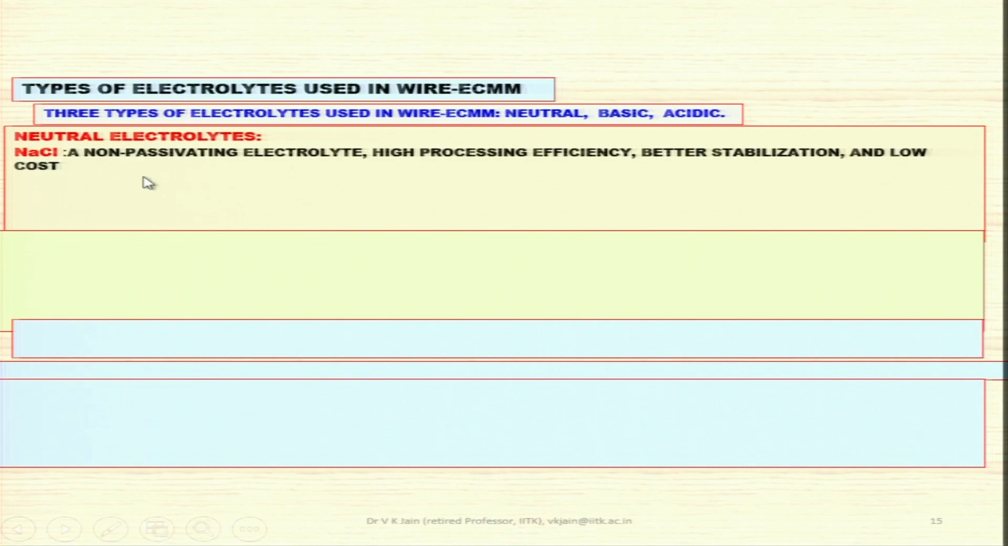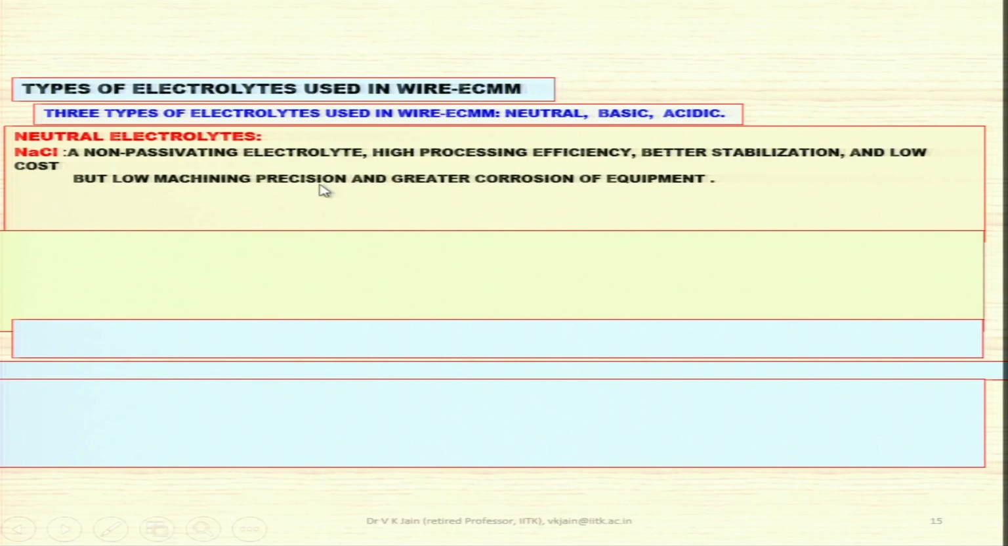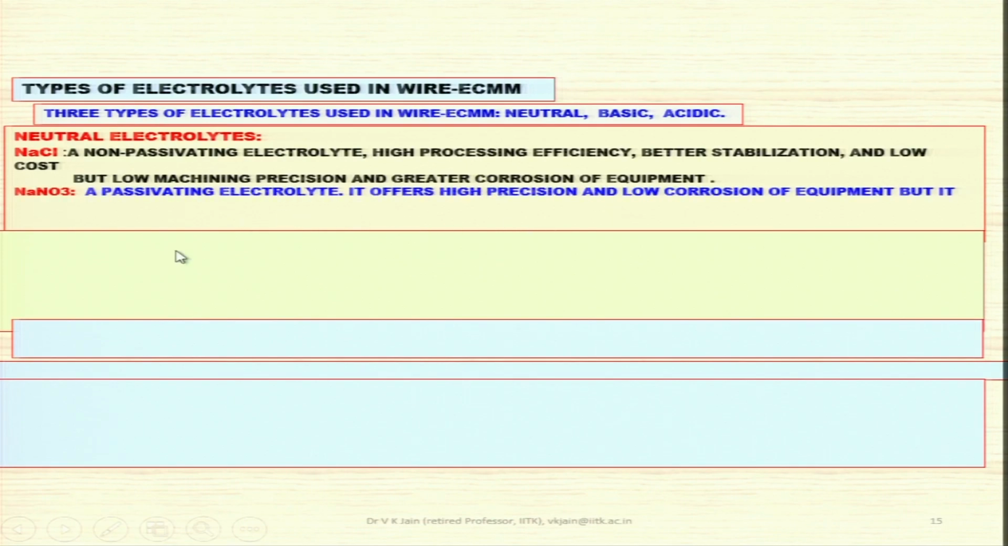Neutral electrolytes, NaCl, and some more details are given over here in this slide in addition to what we have already seen in the earlier slide. A non-passivating electrolyte, high processing efficiency, better stabilized and low cost, but low machining precision. This is very important, but it is a disadvantage, and greater corrosion of equipment, or higher probability of corrosion of the surrounding equipment and the equipment where it is being performed also. NaNO3, a passivating electrolyte, offers high precision and low corrosion of equipment, but it gives low processing efficiency. NaCl gives high processing efficiency, but some disadvantages.